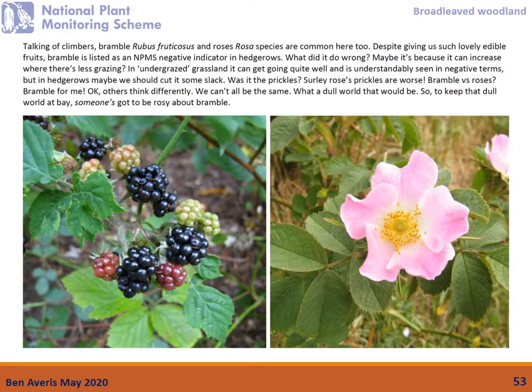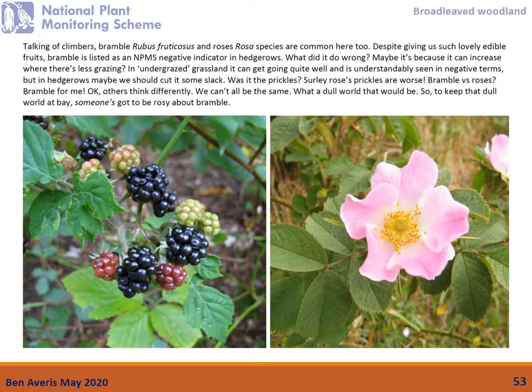Bramble and roses, these can be very common along hedgerows too, and contribute pretty significantly to the overall structure of the vegetation. I don't know quite why bramble is listed as a negative indicator here, because this is a habitat in which I would have thought it could do quite well without outcompeting a lot of other great botanical interest, which it might otherwise do in places like grasslands, for example.